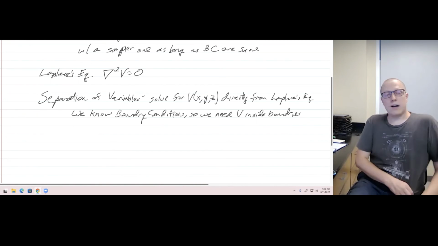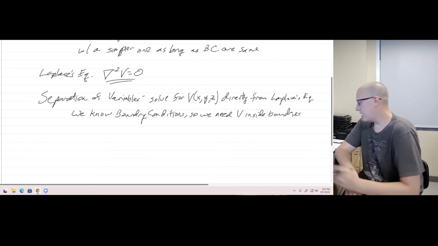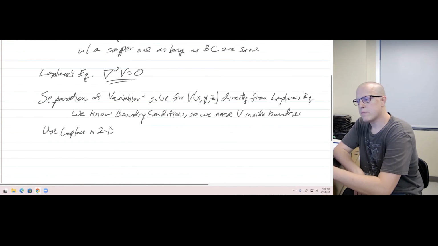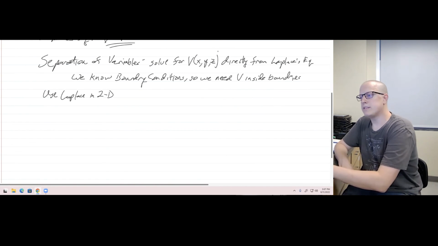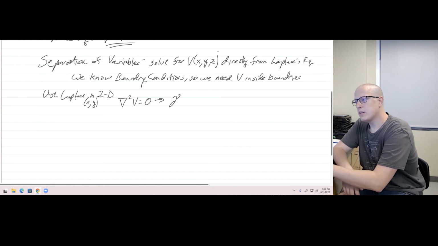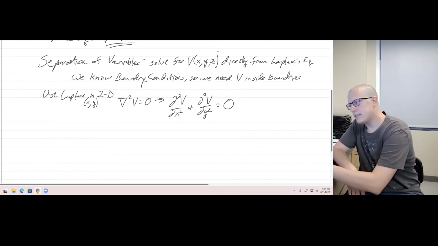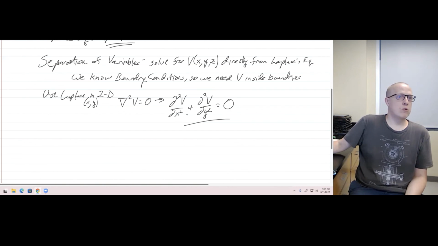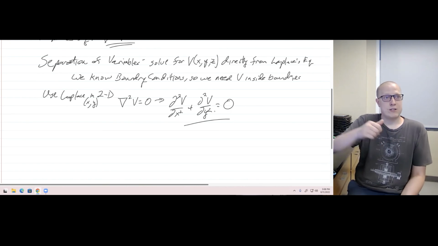Right? And so what we're going to do is go right to Laplace's equation. And for now, let's deal with things in 2 dimensions. So we're going to use Laplace in 2D. And so when we're talking about del squared V equals 0 in 2 dimensions in Cartesian coordinates, I'm just going to be using x and y here. That's going to turn into the second partial derivative of V with respect to x, plus the second partial derivative of V with respect to y, is equal to 0. So this is the equation that we have to solve. We want to find V of x,y that gives us 0 when we add these 2 second derivatives together. And not only that, we need to also match the boundary conditions that we come up with.